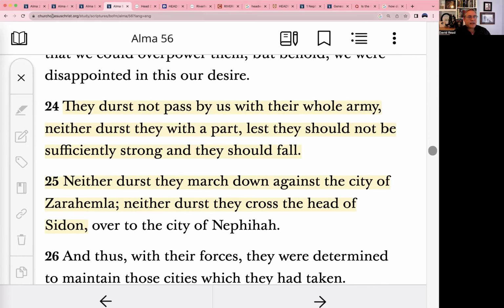Now let's take a look at what the head of a river means, because there is some dispute about what the head of a river means.